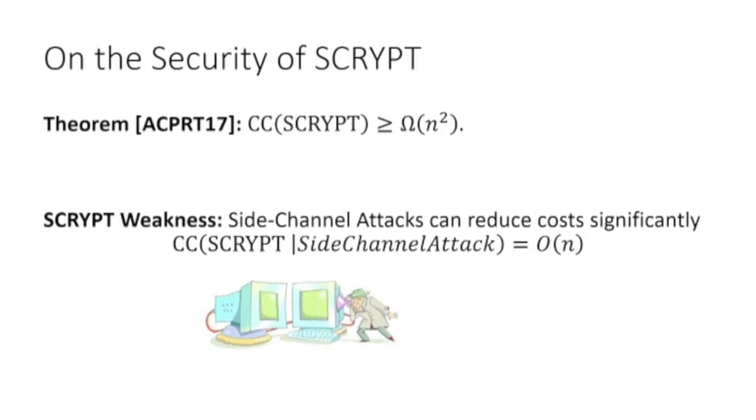Now, the weakness of SCRYPT is that it's vulnerable to side channel attacks. So if there is a side channel attack, then the cumulative cost of checking each password guess drops dramatically. So you go from cost n^2 all the way down to cost n. That's not such a great situation.